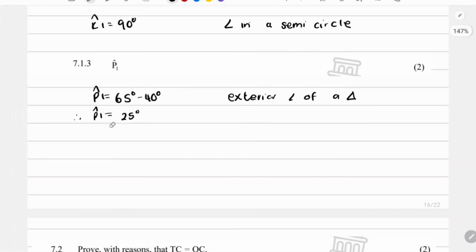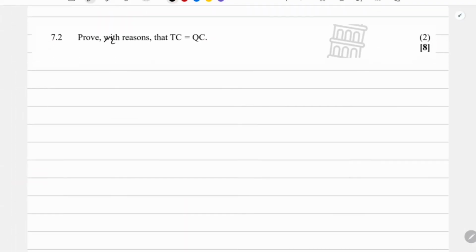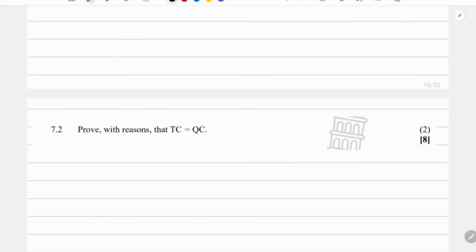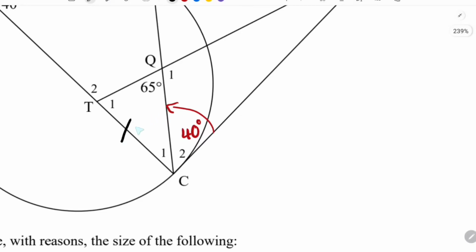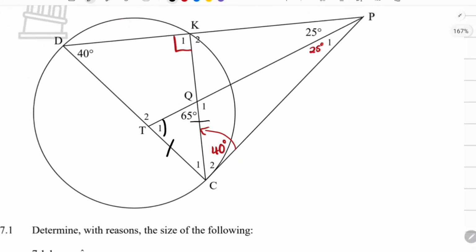Okay, so because that is equal to 25 degrees, the next question 7.2 says, prove with reasons that TC is equal to QC. So let's look at those lines that they're referring to. So they want us to show them that TC is equal to QC. Well, that's like them saying, prove that this is an isosceles triangle. And if these two lines are equal, then the angles opposite their equal sides should also be equal. In other words, they actually just want you to find angle T1. Okay, and it of course will be equal to 65 degrees.